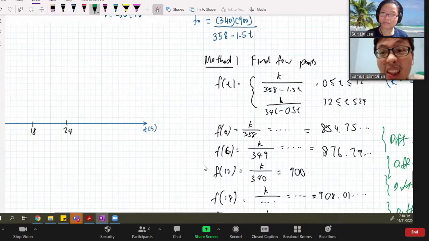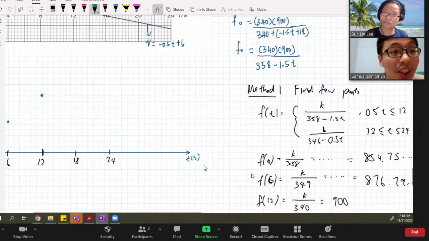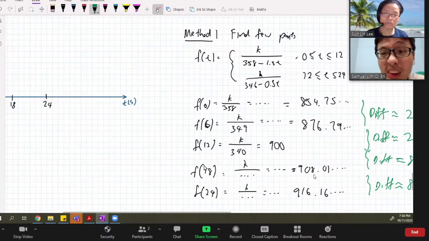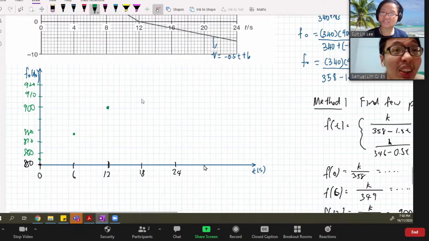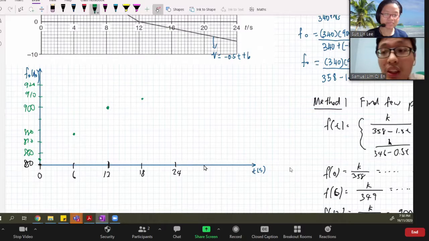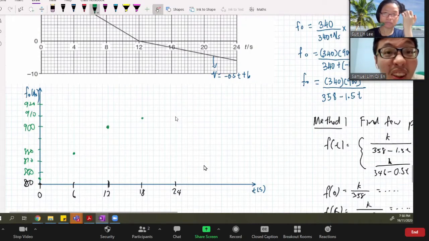Okay, and then 876 is... Okay, let me just do 860, 870, 880. Okay, 876 is somewhere here. Okay, and then 908, around 910. Yeah, somewhere here. And then the next one is 916. Yeah, so about somewhere here.